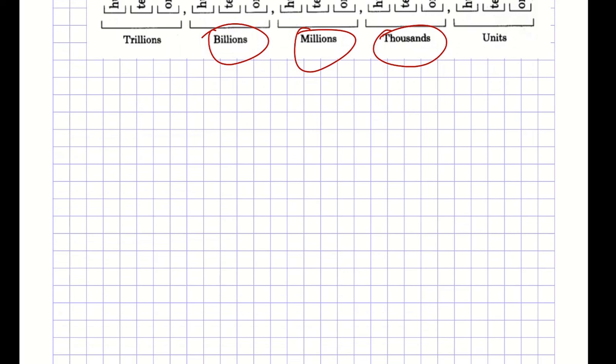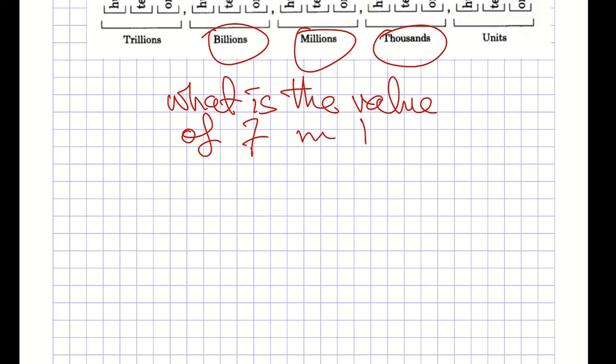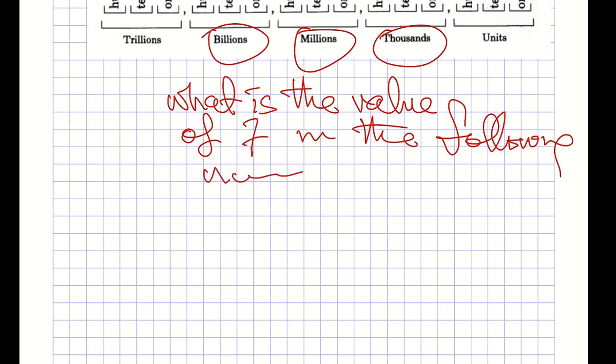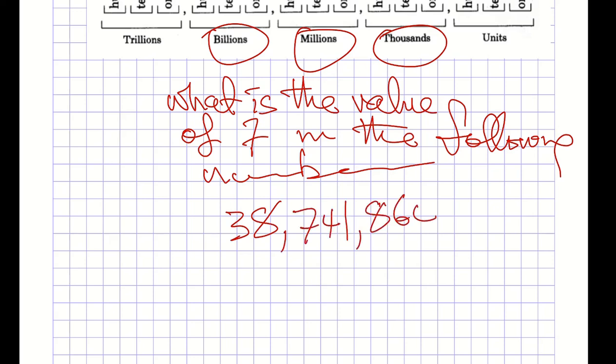Let's say I tell you to find the value of 7 in the following number, 38741864015. What is the value of 7? 7 is right here. See 7 right there? Okay, based on the position, right?